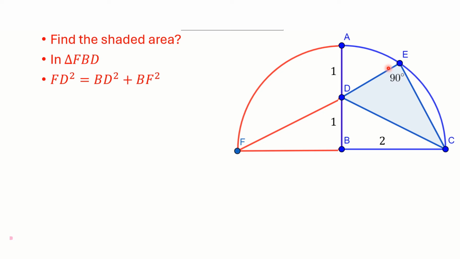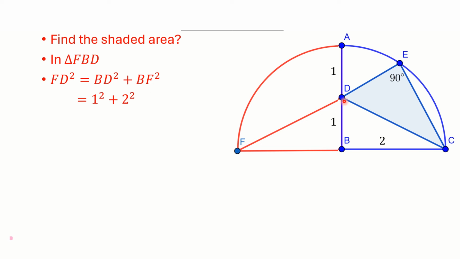Now consider triangle FBD. This length I know, that is 1 unit, and this length I also know, that is 2 unit, because this is the radius. So now I can find this length, that is FD. So I can use the Pythagoras theorem. If I use the Pythagoras theorem, I can write FD square is equal to DB square plus FB square, or I can say FD square is equal to BD square plus BF square.